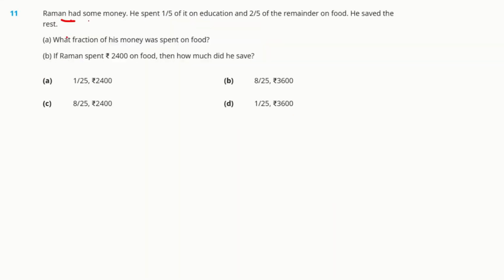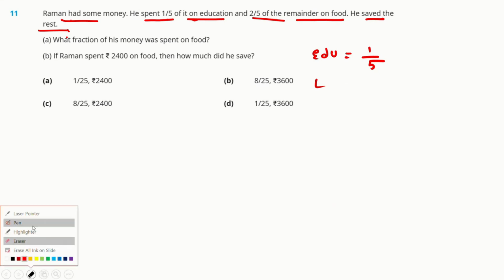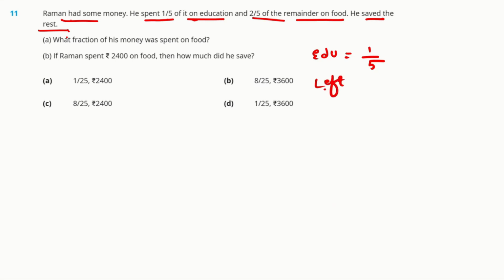Moving on to the next question, Raman had some money. He spent 1/5 of it on education, 2/5 of the remainder on food. He saved the rest. 1/5 is spent on education. Fine. So after having spent 1/5, he is left with 4 by 5 because 1/5 is already spent. Of this 4 by 5, he's spending 2/5 on food. So basically, he is spending 2/5 of 4/5, which is 8 by 25 fraction of money on food.